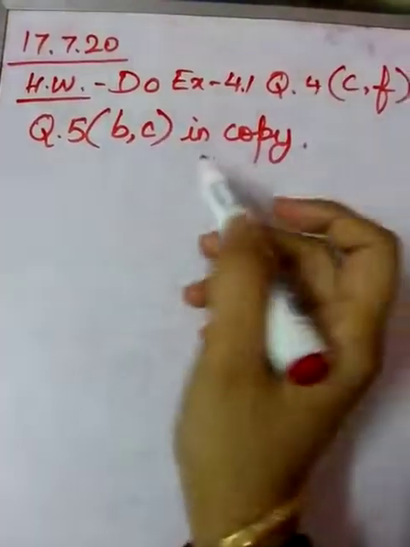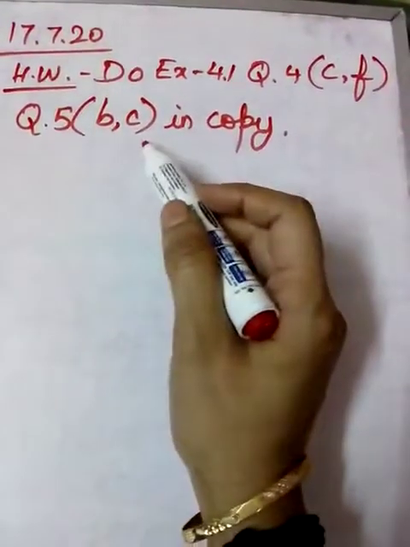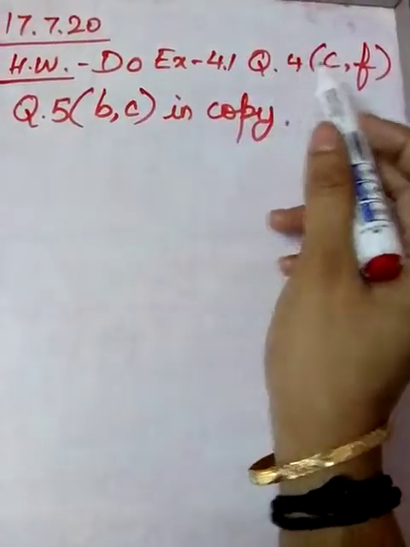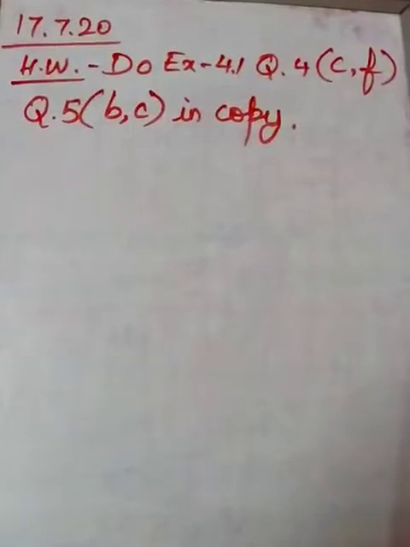So you just saw how to do the classwork. This is your homework. I have given only 2 parts rather than giving the rest of the parts. Exercise 4.1, question number 5 C and F part you will do. Question number 5 B, C part you will do in the copy. Then you will practice and understand the concept better.